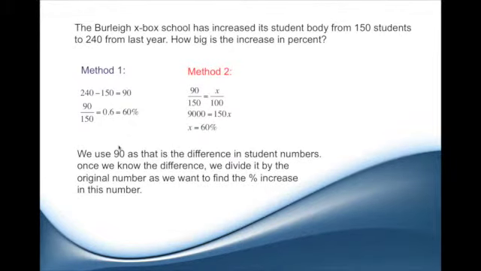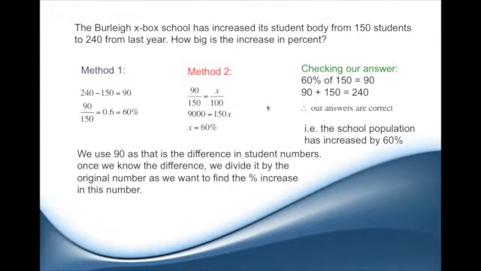We use 90 as this is the difference in student numbers. Once we know the difference, we divide it by the original number, as we want to find the percentage increase in this number. We don't want to find the percentage increase in the other number. That's quite a difficult concept to come to grips with, and if you're not sure on an exam which one you should have used, 150 or 240, you're only going to really find out by this last step, which is checking your answer.